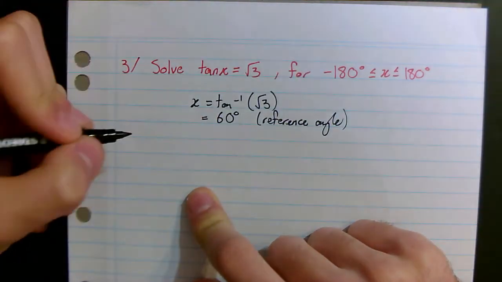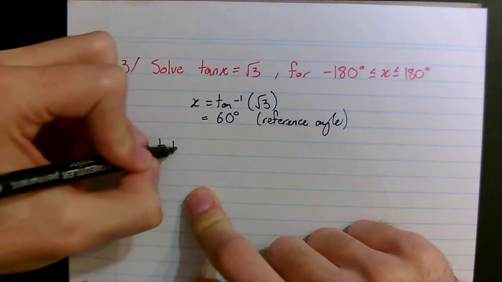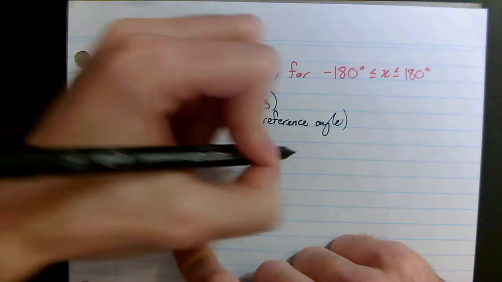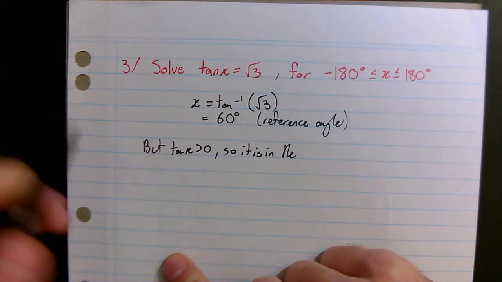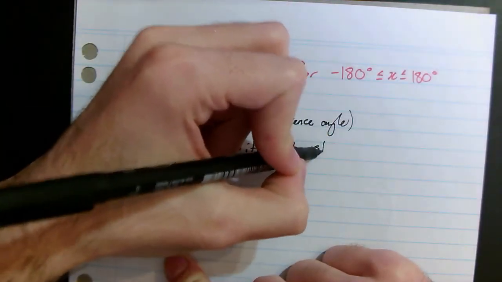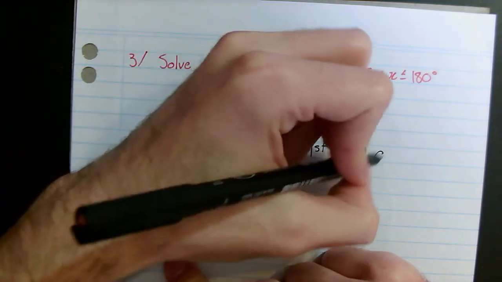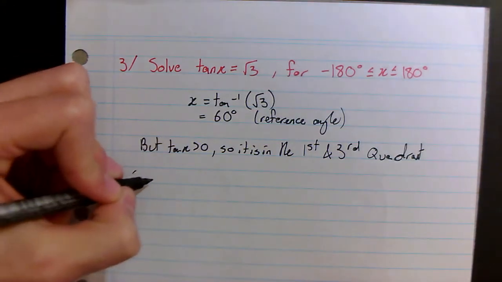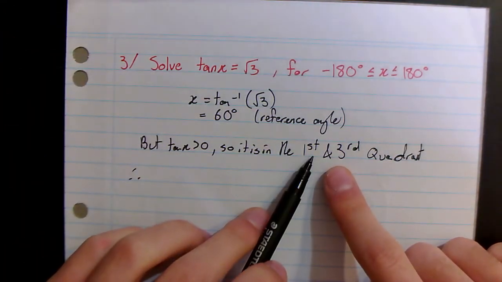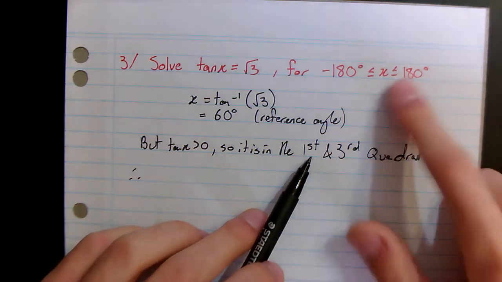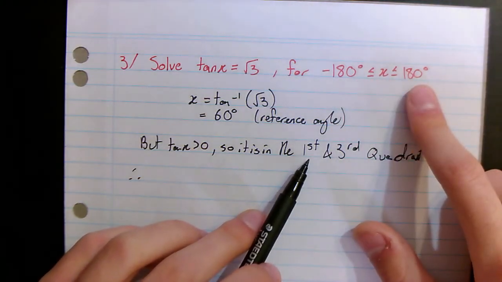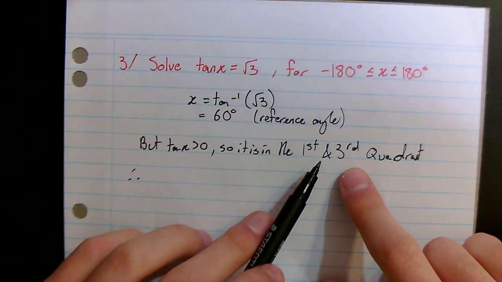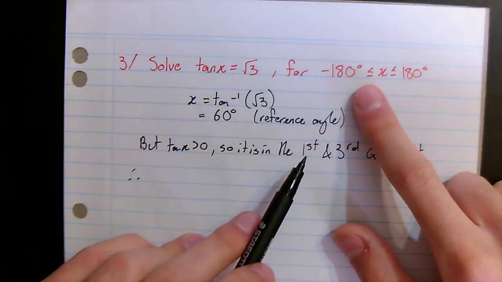And then we make a statement: tan x is greater than 0, so where is tan x positive? And that's in the first and the third quadrant by the ASTC rule. First and third quadrant. Therefore, now it exists in the first and third quadrant. So ordinarily, if this was from 0 to 360, we'd have our theta and our 180 plus theta for the first and third quadrant respectively. But we deal with negative angles here.